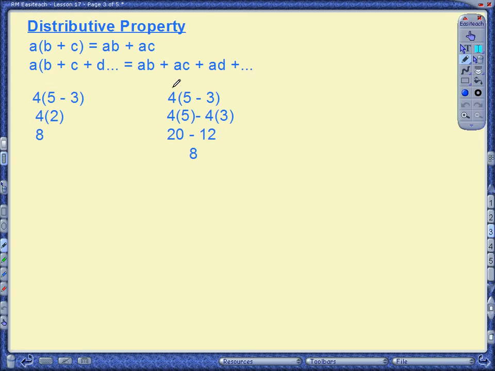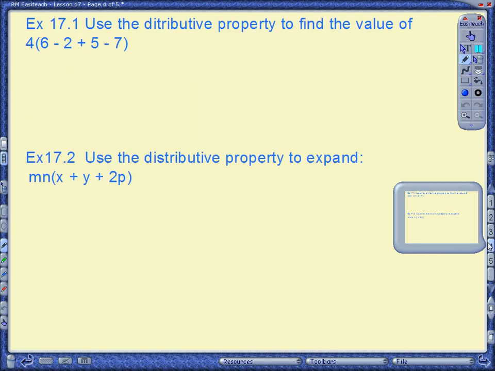The distributive property says that I can multiply 4 by 5, and I can also multiply 4 by 3. 4 times 5 is 20. 4 times 3 is 12. 20 minus 12 equals 8. I therefore get the same exact answer whether I subtract the numbers in the parentheses first and then multiply, or whether I distribute the 4 to each of the numbers in the parentheses and then subtract. And that helps us with expressions that have variables in them.